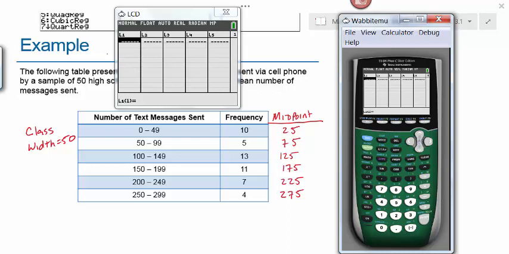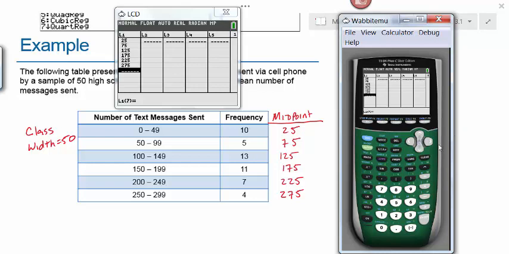What goes in list 1? What did you just write down in your notes? The midpoint goes in first. So I'm going to put my midpoints in list 1. That's 25, 75, 125. I'll just type them in, and that way you can type them in. Make sure you don't make a typo typing these in. If you do, it throws everything off.